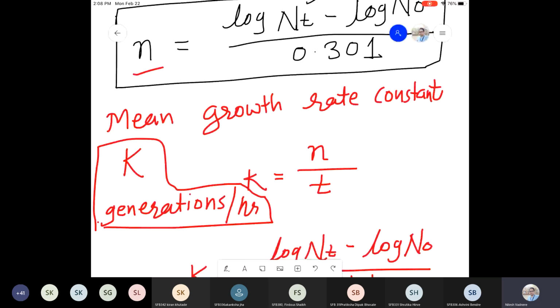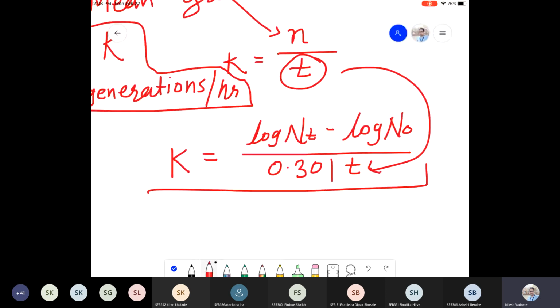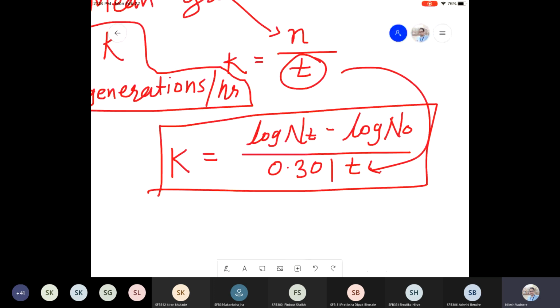How do we denote the number of generations? By small n. For unit time, we can represent it as t. So the equation for k is n divided by t. So here we only substituted the value of n. We have substituted this value of n over here, and that value is log of nt minus log of n0 divided by 0.301. And the t in the formula we have already shifted here. So here we got the equation for k, which is the mean growth rate constant.